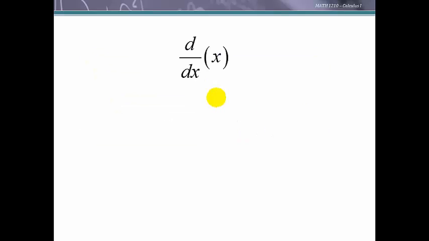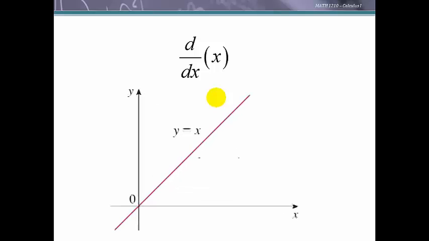Now let's look at x to the first power, and so we have our identity function here. If we look at the graph, we see that any secant line and any tangent line, the slope there would equal 1 at any given x value. Therefore, the derivative of x equals 1.